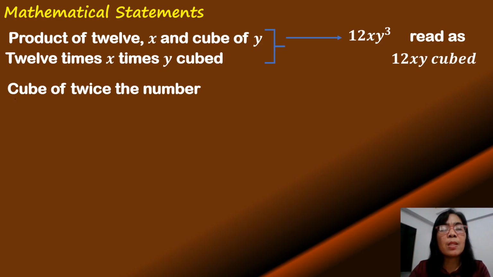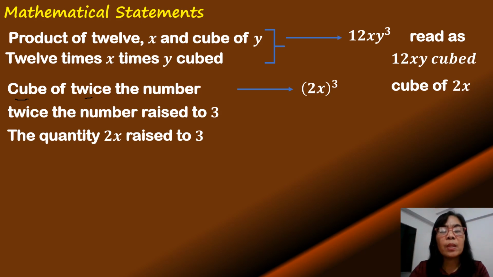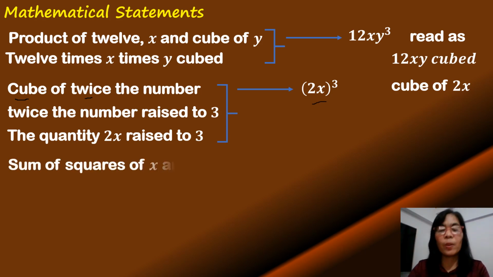The statement "cube of twice the number." Cube means to raise something to the exponent 3. So what is that quantity? It's twice the number, which we are going to raise to the exponent 3. So this will be represented by the quantity 2x raised to 3, or we read this one as the cube of 2x. Twice the number raised to 3 is represented by the same symbol, the cube of 2x.